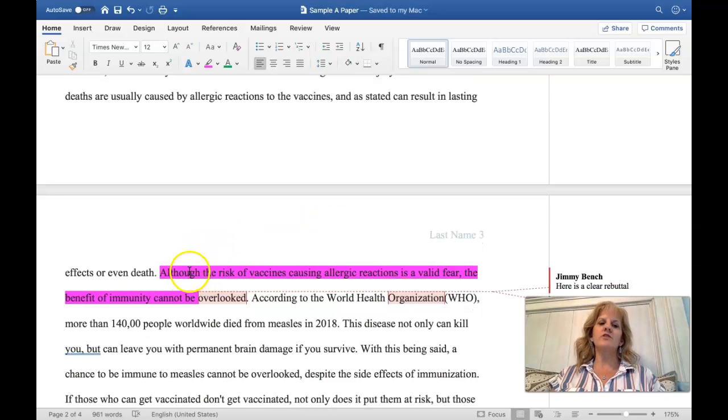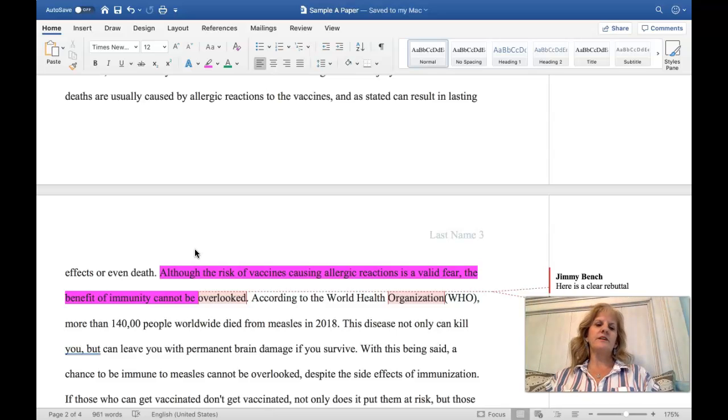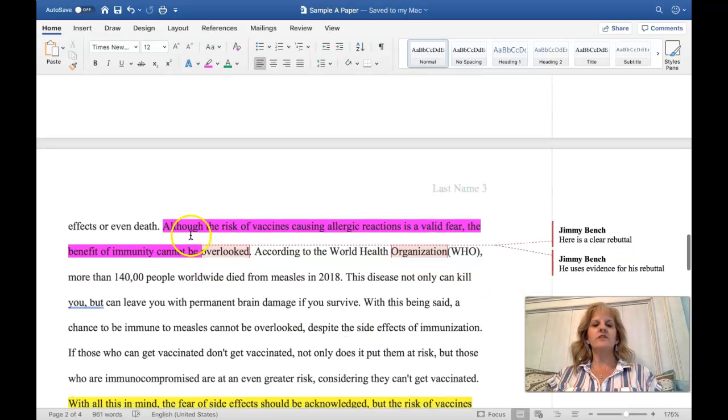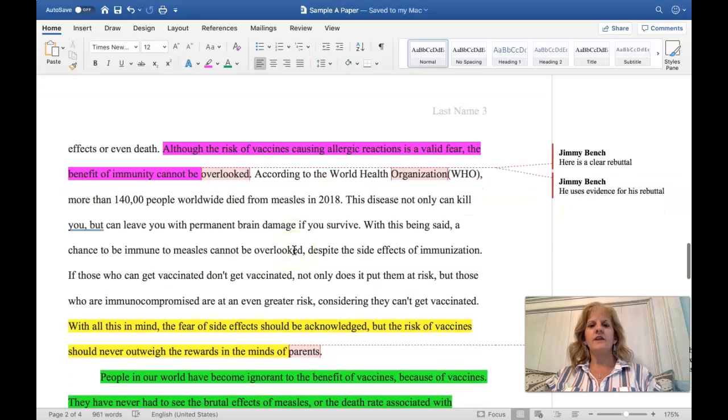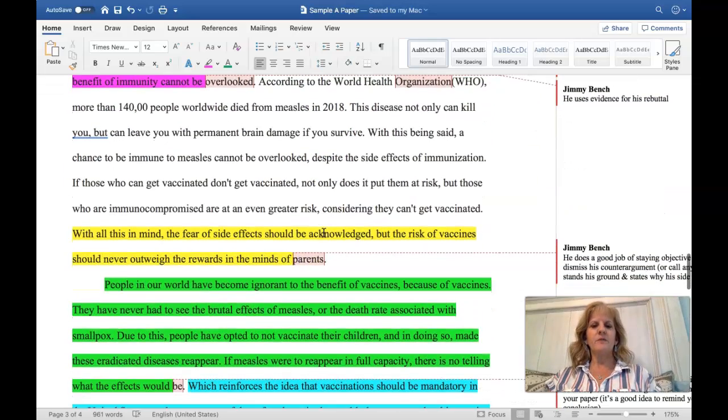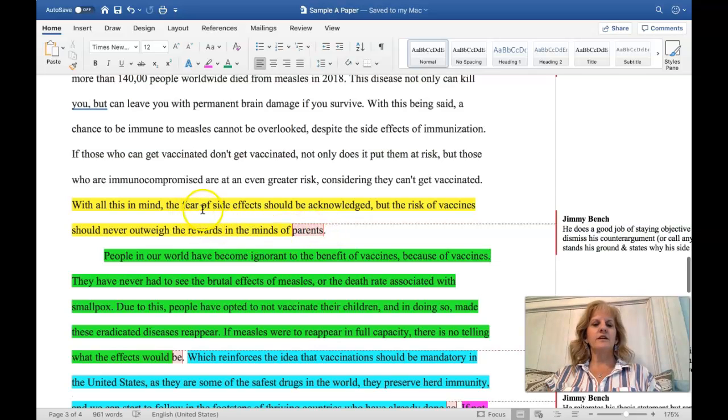And then this "although" is another word that was in that short counter-argument video, I believe. It's a term that lets me know that you're going to pivot again and go another direction. So he has, although the risk of vaccines causing allergic reactions is a valid fear, the benefit of immunity cannot be overlooked. So he does a good job of bringing up the counter-argument, and although he objects to it, he does give it validity. He doesn't call it stupid or idiotic or anything. But this is clearly where his rebuttal starts. And then he gives evidence for his rebuttal. And then he wraps up his counter-argument nicely. He acknowledges, again, the counter-argument, but still maintains his stance that vaccines should be done.